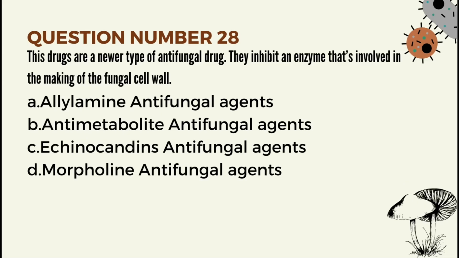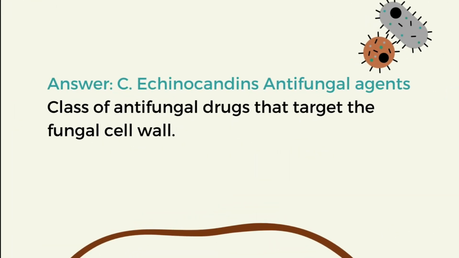Question number 28. These drugs are a newer type of antifungal drug. They inhibit an enzyme involved in the making of the fungal cell wall. A. Allylamine antifungal agents, B. Antimetabolite antifungal agents, C. Echinocandin antifungal agents, or D. Morpholine antifungal agents. Answer is letter C, Echinocandin antifungal agents, because this class of antifungal drugs targets the fungal cell wall.